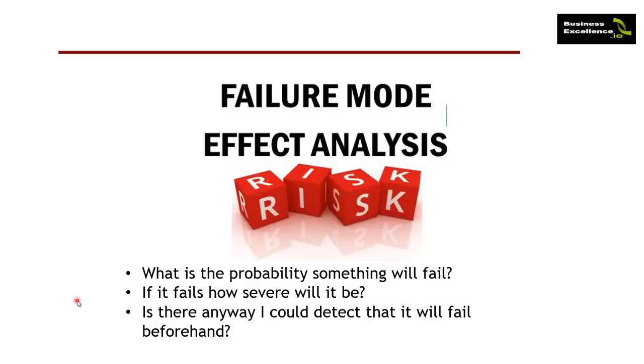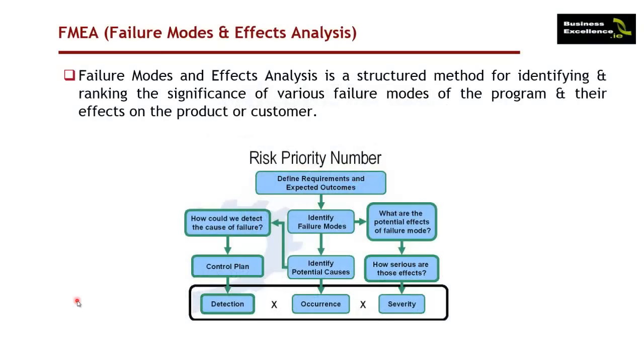It's also important to identify it's not about taking risks. It's about understanding where the risk is in your process, and then understanding if this risk happens, how serious would it be, and is there any way I can mitigate against it? Failure mode effect analysis is a structured method for identifying and ranking the significance of various failure modes and their effect on the product or on the customer. It is calculated using a concept called risk priority number, or RPN.